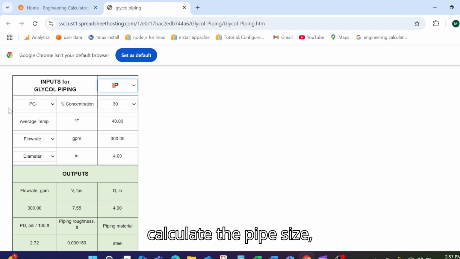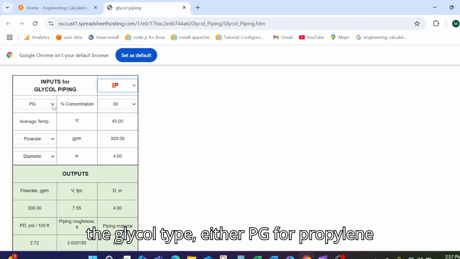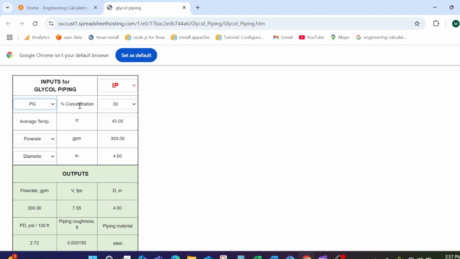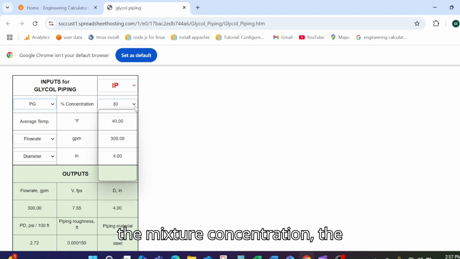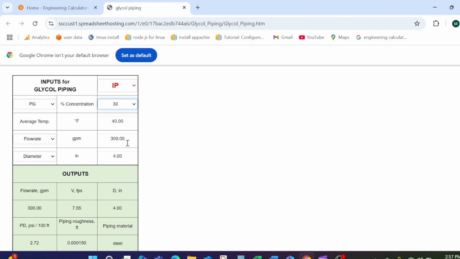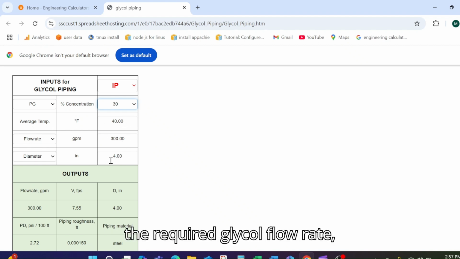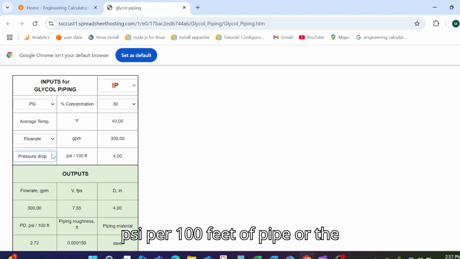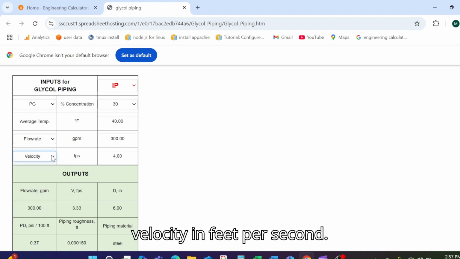To calculate the pipe size, 5 inputs are needed. The glycol type, either PG for propylene glycol or EG for ethylene glycol. The mixture concentration. The average operating temperature. The required glycol flow rate. And either the allowed pressure drop in psi per 100 feet of pipe or the velocity in feet per second.